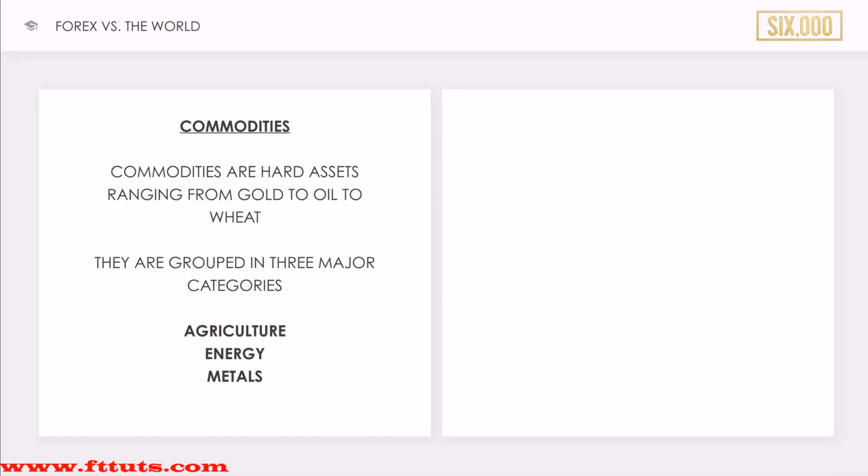Commodities is the third market. Commodities are hard assets ranging from gold to oil to wheat, many others, and they are grouped into 3 major categories: agriculture, energy, and metals. Myself personally, I focus on oil, gold, silver, and copper. Just 4.